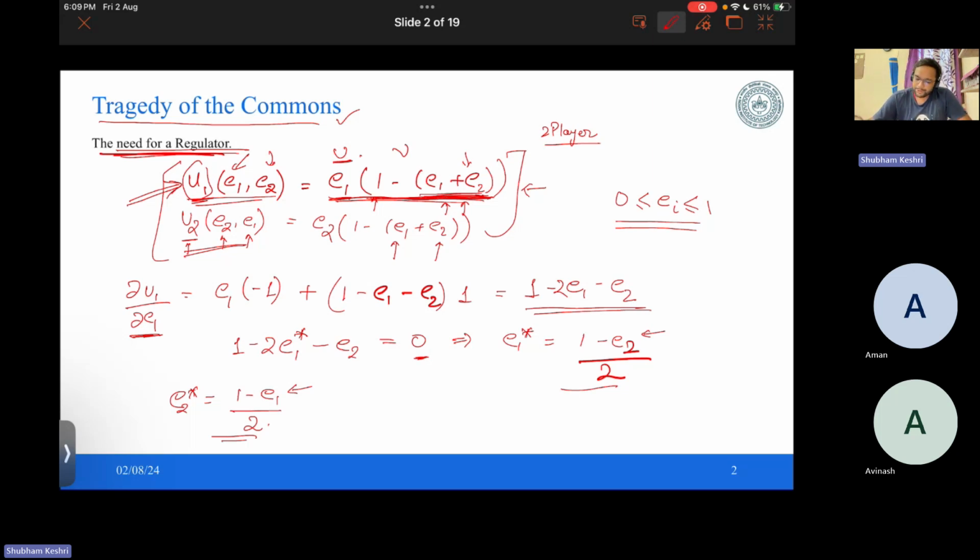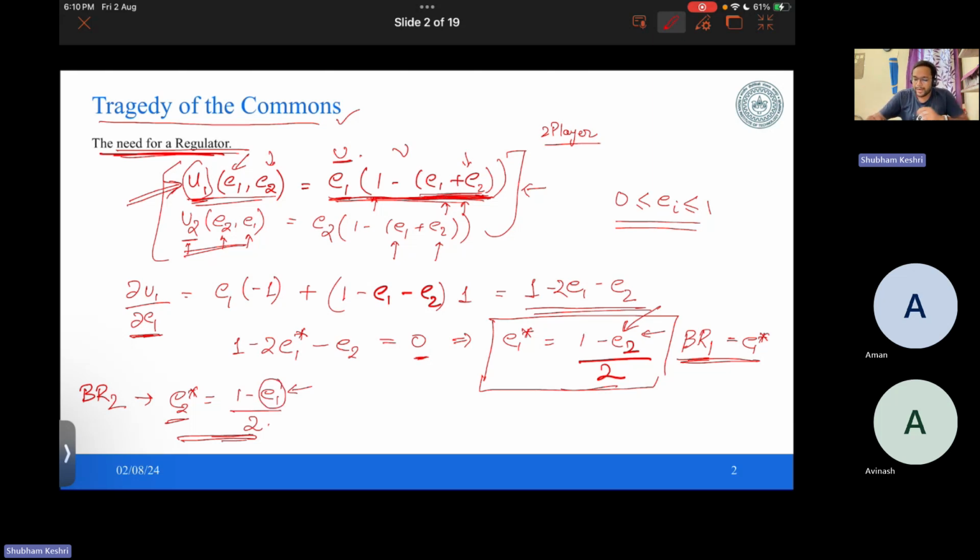And for that, you have to equate these two equations and then solve it. Before doing that, you should know the concept of Nash equilibrium. So you see, this is the best response equation. The best response of player 1 is given as E1 star, and it comes out to be 1 minus E2 by 2. So for this given strategy of player 2, which is E2, the best response of player 1 is 1 minus E2 by 2. Similarly, the best response of player 2 is given by E2 star, which is equal to 1 minus E1 by 2, where E1 is a given value.